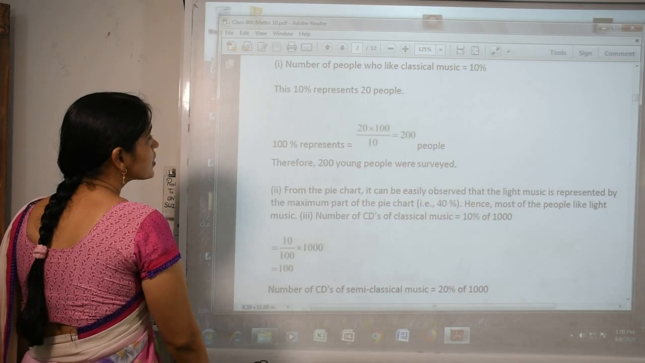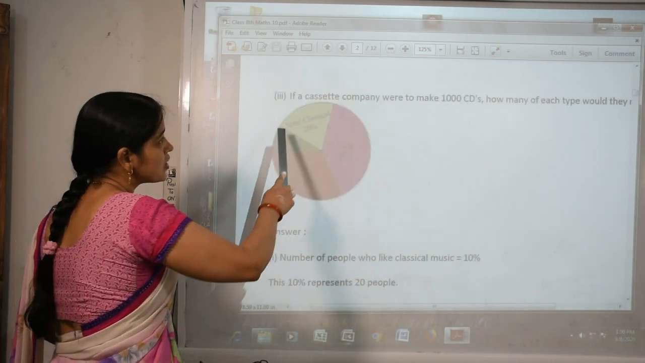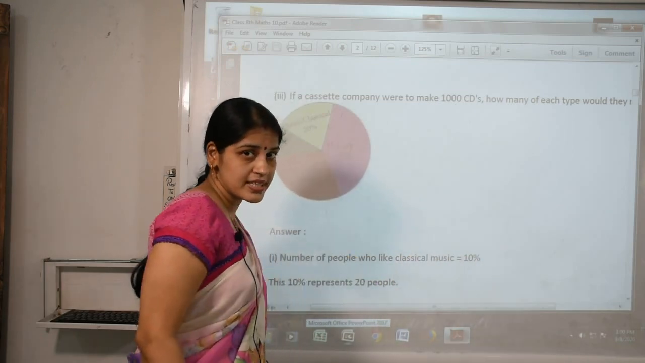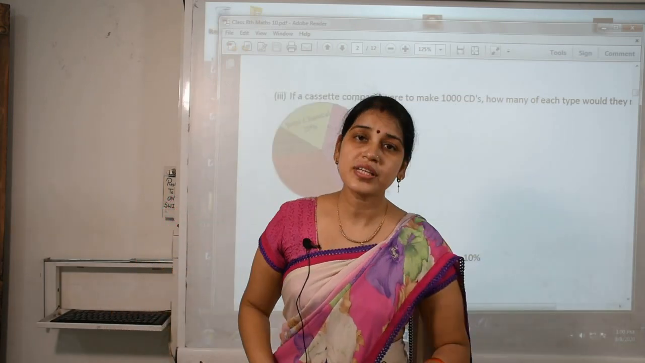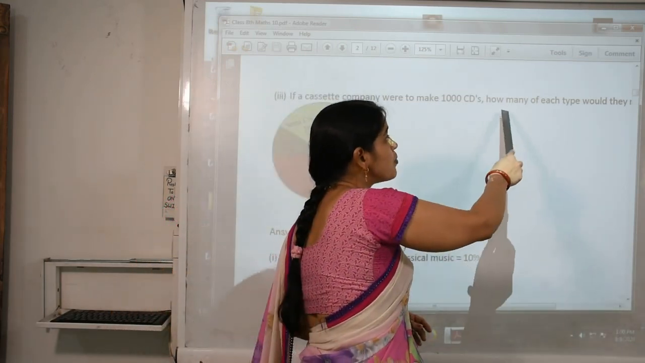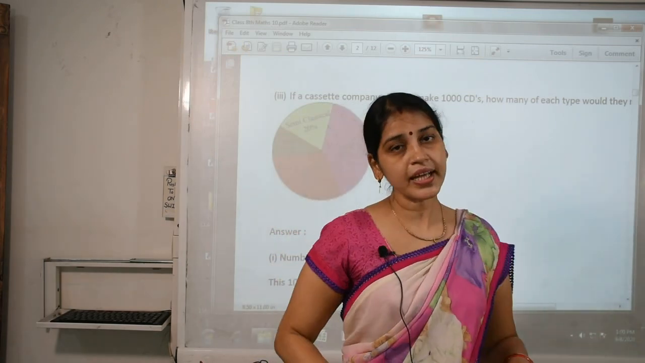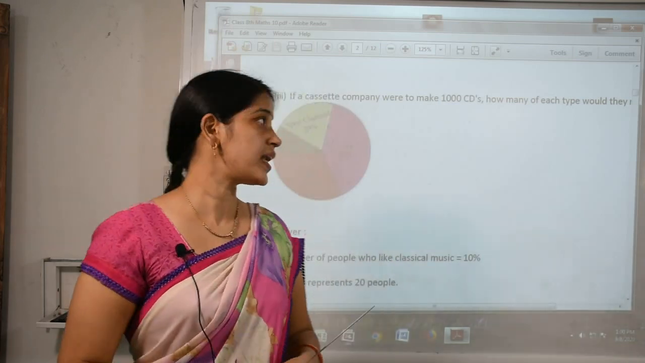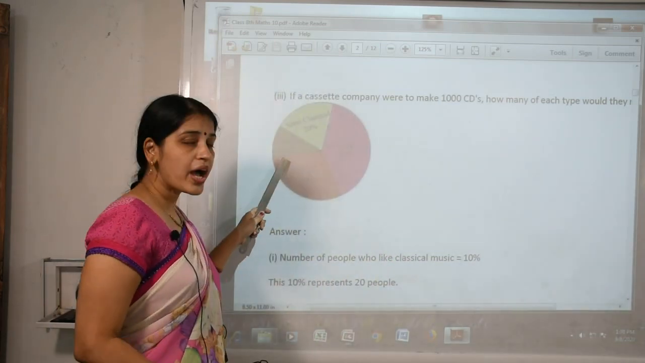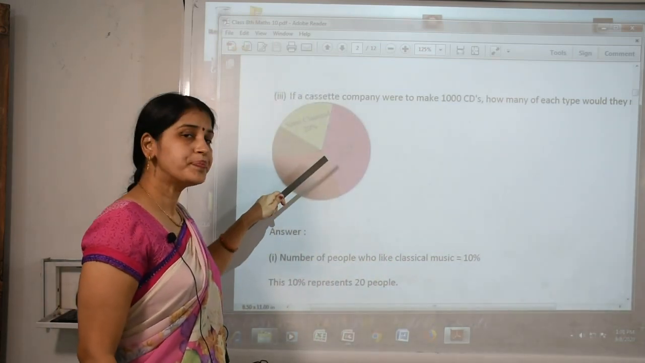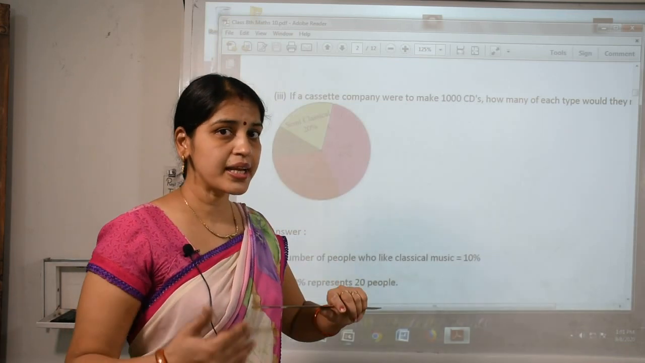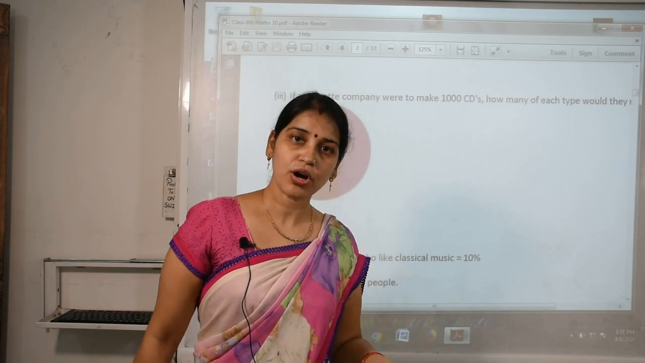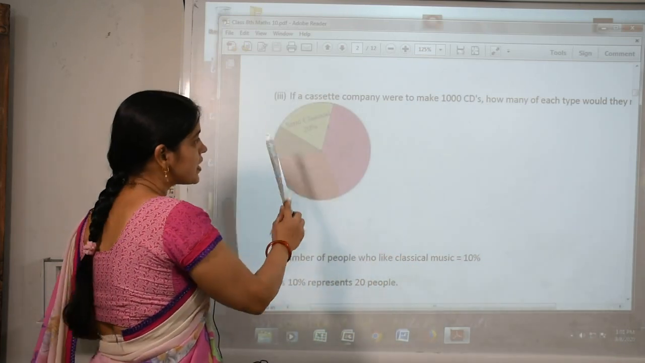Okay. Now third question. In third question you have given if a cassette company were to make 1000 CDs. अब कैसेट कंपनी को 1000 CDs बनाना है. Then how many of each type would they make? तो हर टाइप की उन्हें कितनी CDs बनाना होगी. So you have given here all type of music in percentage form. So we have to convert it into number of CDs. So one by one we find.